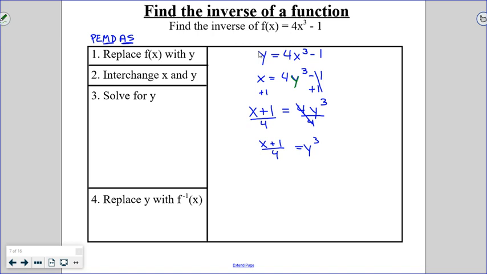So at this point, I would cube root both sides. All of that is inside your cube root. And then just writing my answer with the correct notation. Instead of y, I'm writing it as the inverse of x.